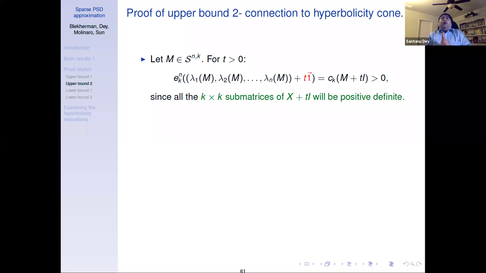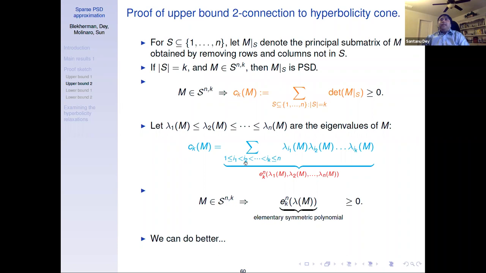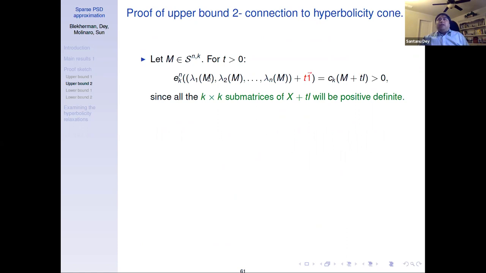So what did we just say here? That CMK is nothing but the elementary symmetric polynomial evaluated for the eigenvalues, which is non-negative. But if you take this vector of eigenvalues and add a positive number t to each of the entries, and compute its elementary symmetric polynomial, it's straightforward to see that this is the sum of all k by k minors of the matrix M with each of the diagonal values increased by t. So each of the k by k submatrices will be a definite matrix, their determinants will be positive, and so in fact this quantity will be positive.